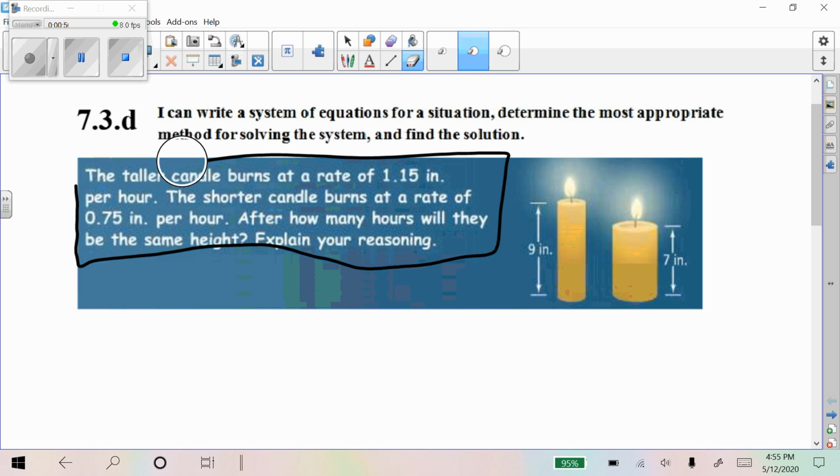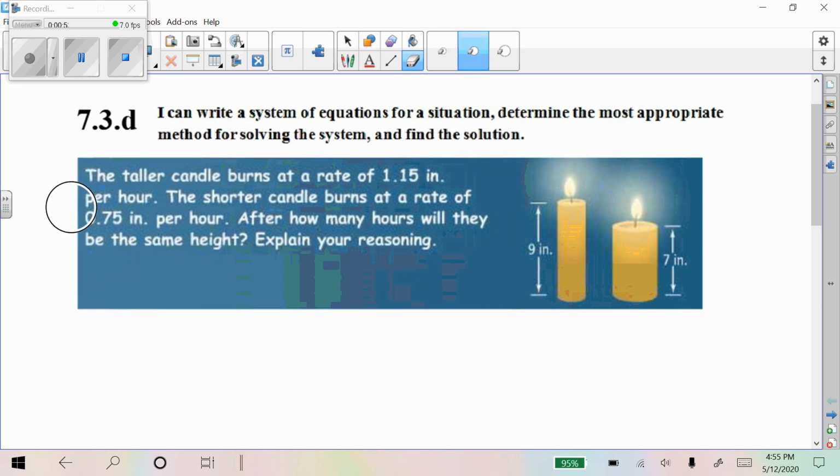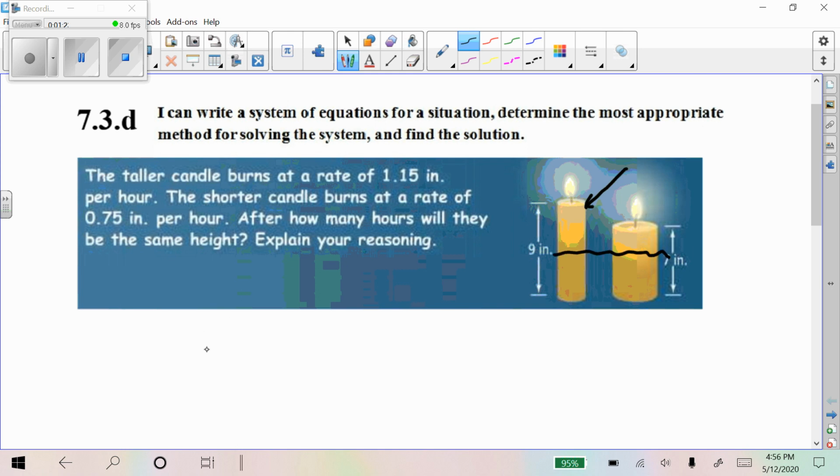So let's look at this first problem, see if we can figure it out together. It says the taller candle burns at a rate of 1.15 inches per hour. The shorter candle burns at a rate of 0.75 per hour. After how many hours will they be the same height? So the skinny candle, this one here, is burning faster than the other one. So at some point, they're going to even out. All right? So let's represent the height.